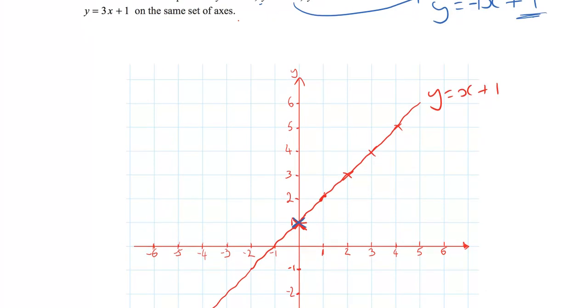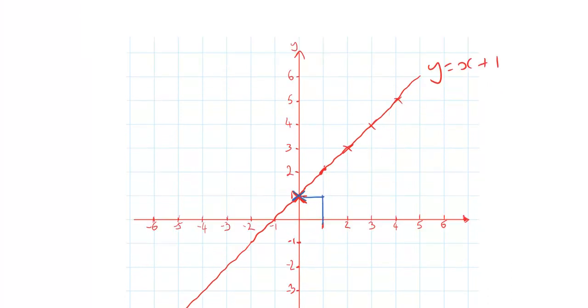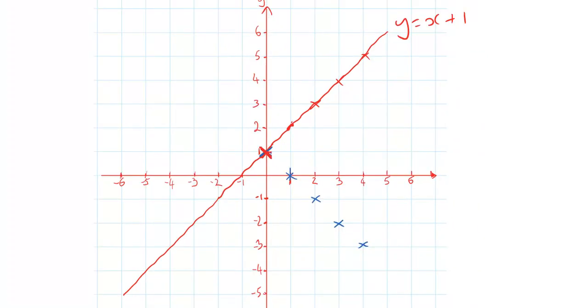So this time, if I go 1 across, I've got to go 1 down. That gradient is telling me how far I go down. So 1 across, 1 down, 1 across, 1 down. That's what this is showing me. Once we've got a few of these, we can then start to join these up with a straight line and continue this through the graph.